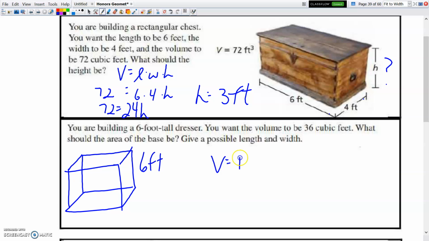So in this one, I'm going to write capital B times H, the area of my base. They give us the volume. We don't know the area of the base, but I know the height is 6. Give a possible length and width.